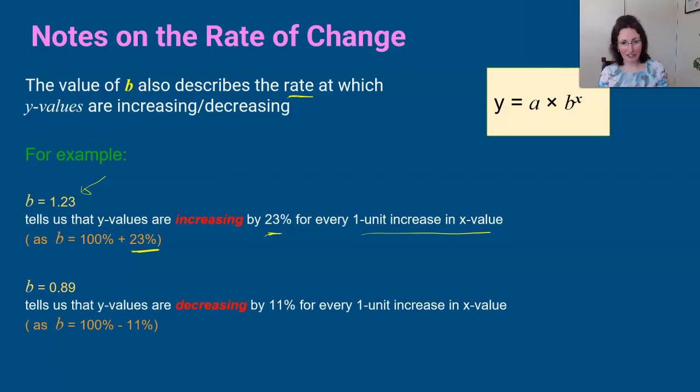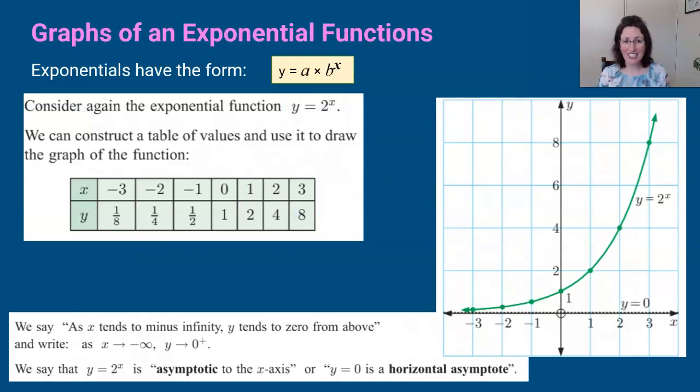And the decreasing functions, now this is not decreasing by 89%, it's the difference down from 100. So 100 subtract 11 would give you that 89, so it's decreasing by 11% for every time the x unit increases by 1. This will probably make a bit more sense when we start to put it into practice. Just some things to consider here for our notes.